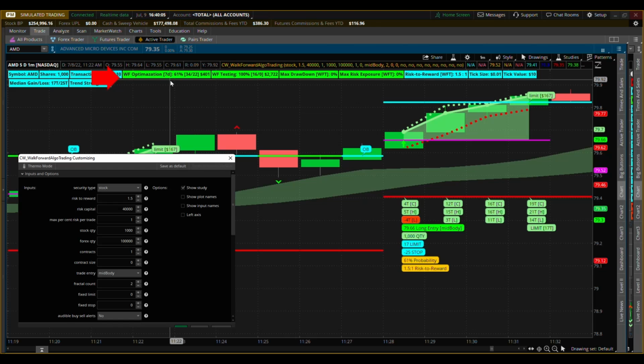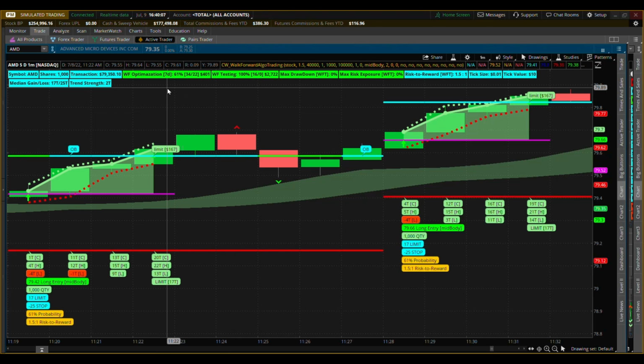The WalkForward profit is the key indicator while the win rate, wins and losses are secondary indicators. Additionally, the max drawdown and max risk exposure will keep your trading account in check. Several options are available to improve or optimize the trading performance.